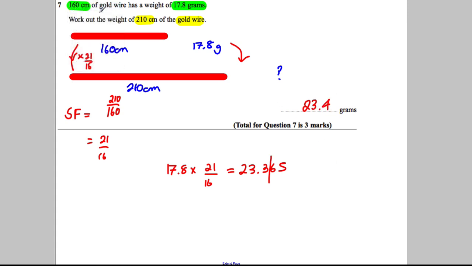So just going over this one more time, I worked out the scale factor, how much bigger this length was than this, by doing 210, the big, divided by 160, the small. It wasn't a fraction that was nice on the calculator, so I left it as the fraction my calculator said. And I took the weight that matched 160 and multiplied it by this scale factor. I rounded it to 1 dp because there was one decimal place in my answer.